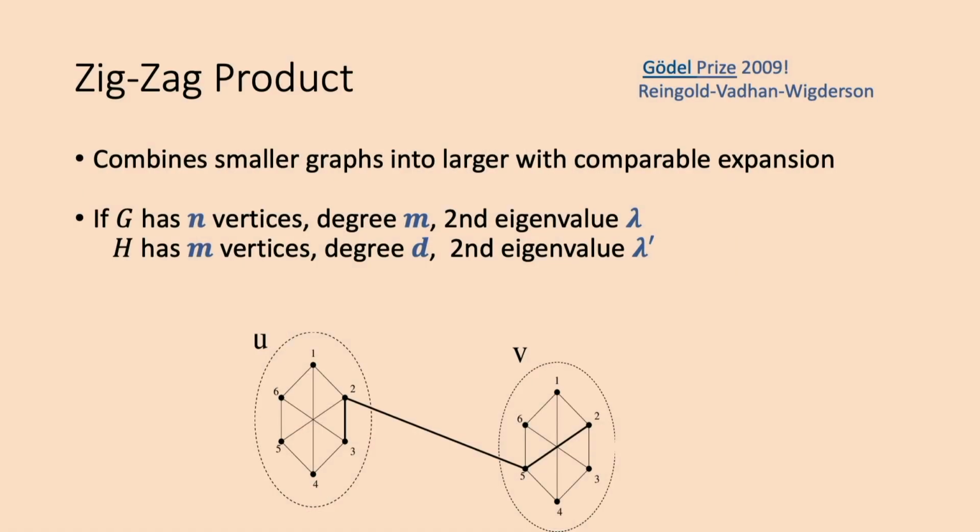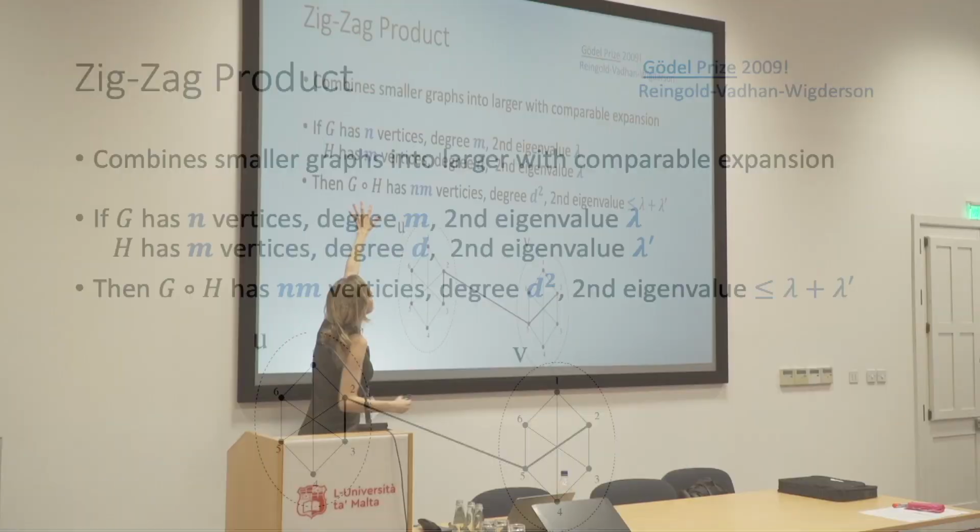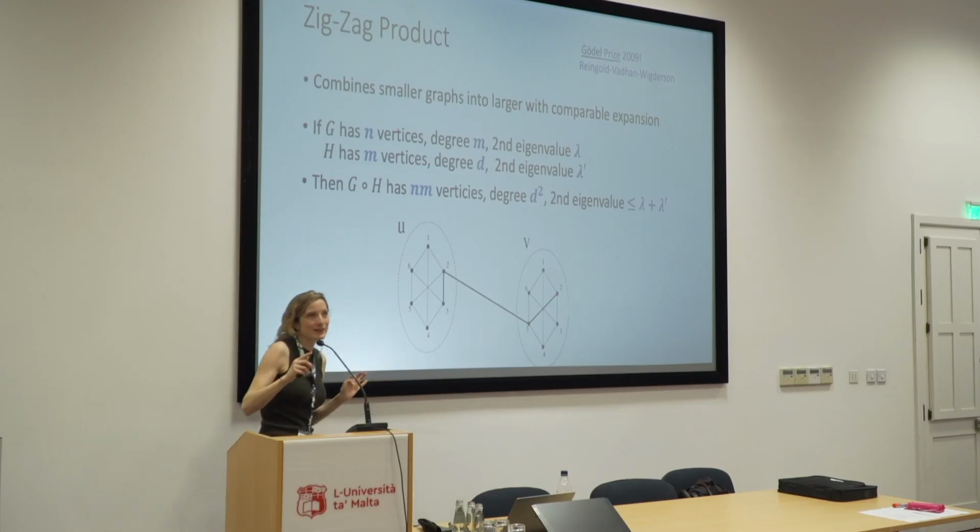Well, first of all, it's starting with this pair of graphs. One is G, one is H. So G has n vertices, degree m, and some second eigenvalue lambda. H has m vertices, some degree d, and some other second eigenvalue. And so this represents some new graph. I'll say a few words about it, I'll describe what's going on.